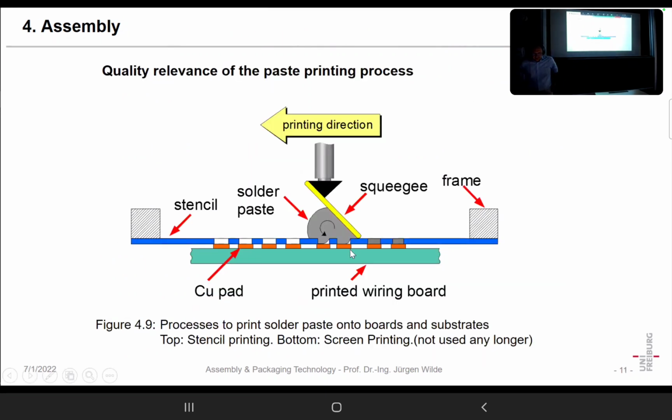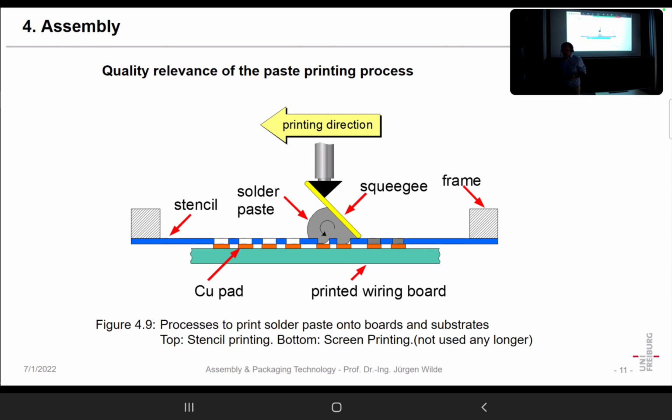Okay, but here in that previous image I showed screen printing, but in the meantime nobody does screen printing anymore, but we use stencil printing. The reason is screen printing is more for so-called thick film technology, and thick film means 10 micrometers or so. But for surface mount technology, we typically need something up to 100 micrometer. So we need thicker layers, and these cannot be accomplished by screens.